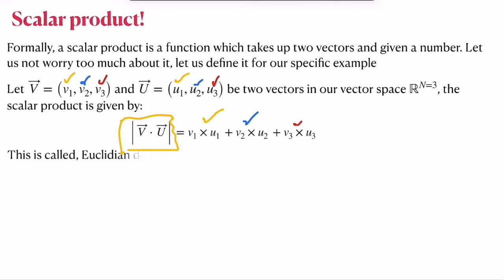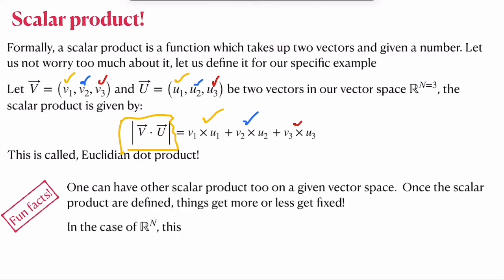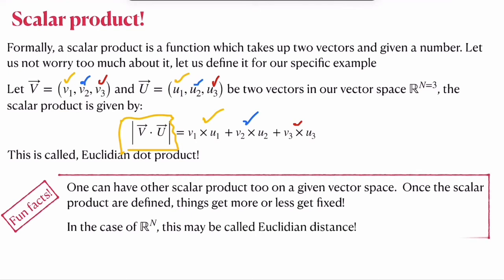This is called the Euclidean dot product in Rn. So for a given vector space, you may or may not have a scalar product. If the scalar product is there, you could have multiple scalar products defined on the vector space. A vector space and the scalar product always go together. Given together, they form a geometric structure, and that is what is most useful in physics. Most of the things get fixed only when you have a vector space and a scalar product.